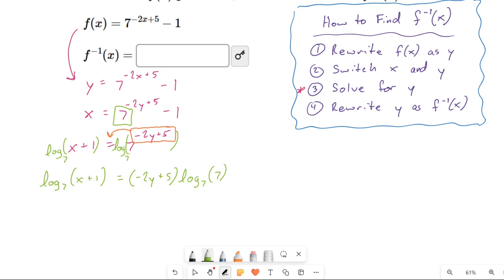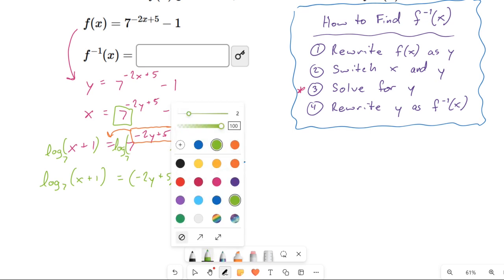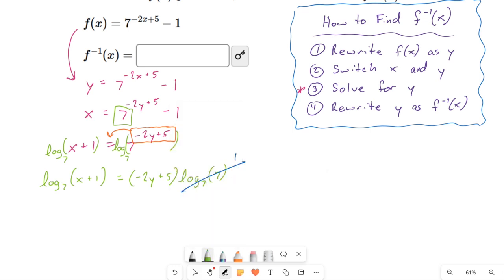Now the special thing about logarithms, and this is why I liked that base of 7, is when the base matches the argument, it crosses out, and you just get 1. Now times 1 means we don't need to write it. So here's my new simplified equation. It's log base 7 of x plus 1 equals negative 2y plus 5.